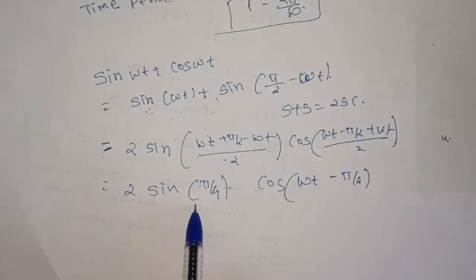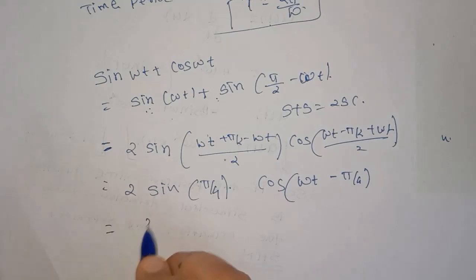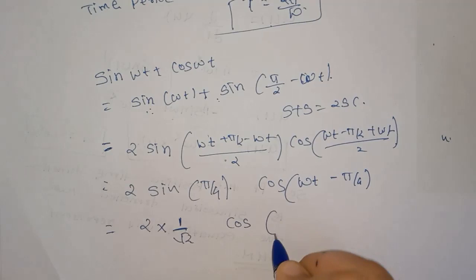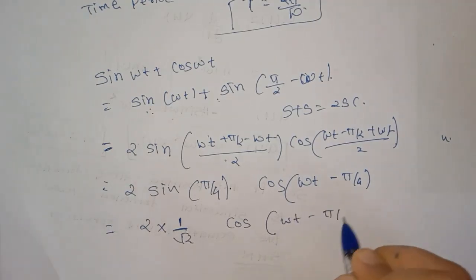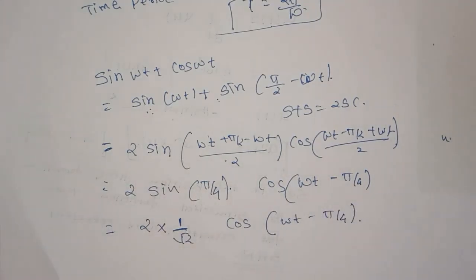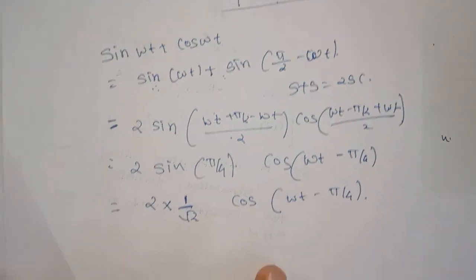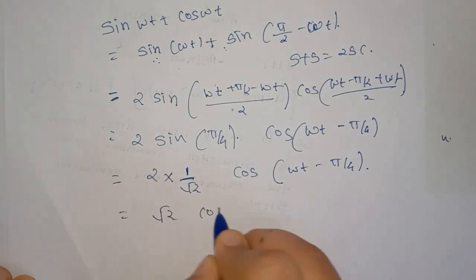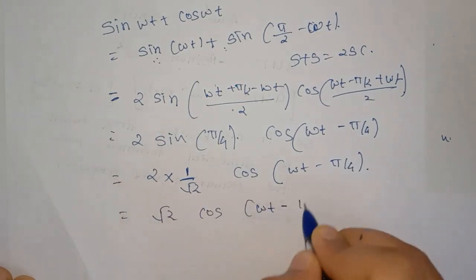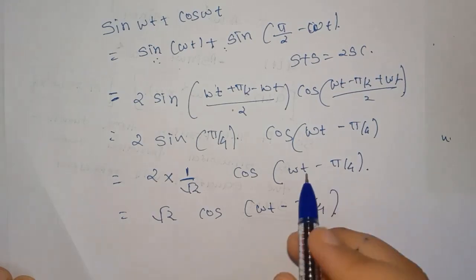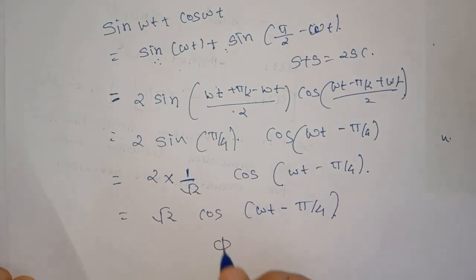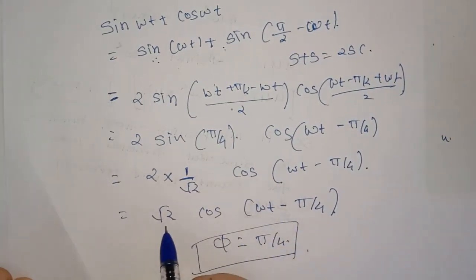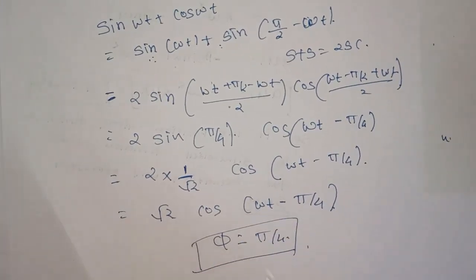We know the value of sin pi by 4 is 1 by root 2. So 2 into 1 by root 2 is root 2, so the function is root 2 cos of omega t minus pi by 4. So the initial phase will be pi by 4, and root 2 will be the amplitude of the resultant wave.